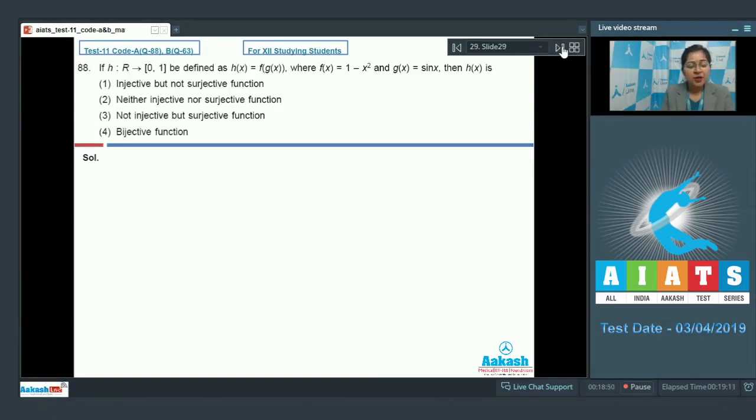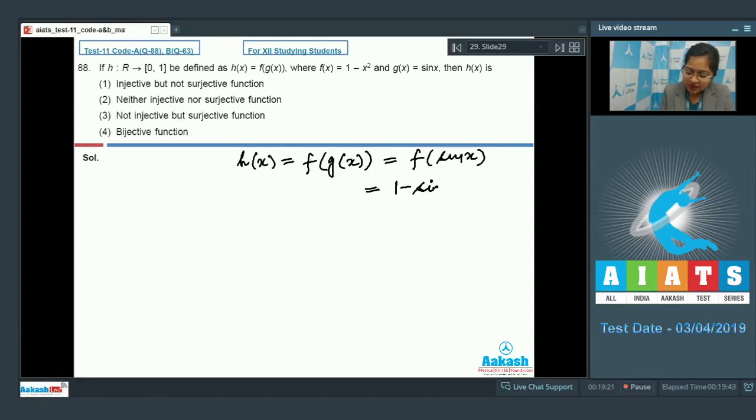Next is question number 88, which says: if h is a function from R to [0, 1] closed, defined as h(x) equal to f of g(x), where f(x) is equal to 1 minus x square and g(x) is equal to sin x, then we have to find whether h(x) is one-one onto or not, right? Now here it can be seen that h(x) is equal to f of g(x). That is equal to f of sin x. So it can be equal to 1 minus sin square x, which will be equal to cos square x.